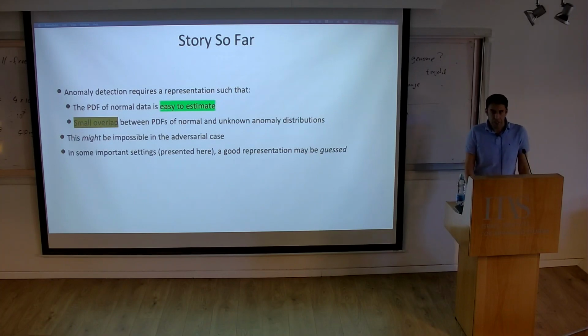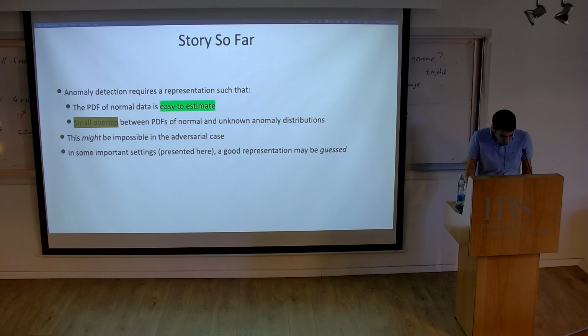Okay, so the story so far. Anomaly detection requires a representation such that the probability density function of the normal data is easy to estimate, and that there's a smaller overlap between the normal and anomalous data. So basically, the feature descriptor is discriminative enough so that normal and anomalous data are well separated. And this is the requirement that we have from our representations.